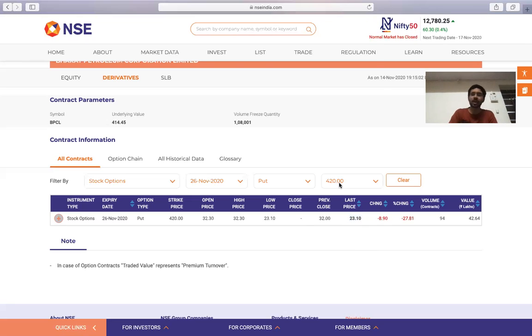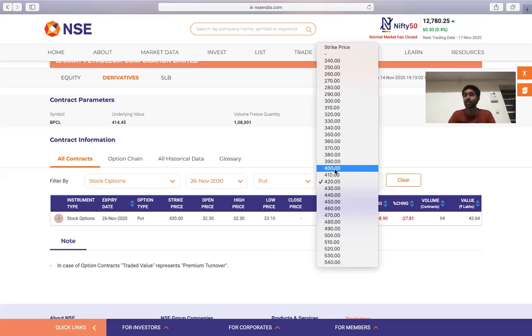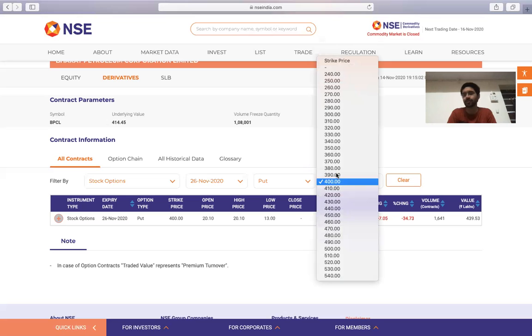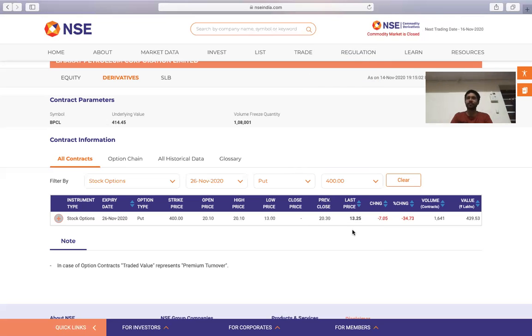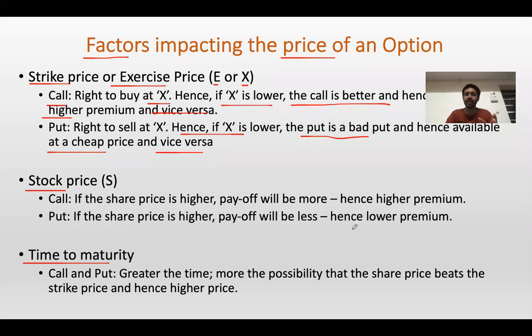Okay, now I'm changing it to 400. The premium on the 400 strike put option for the same maturity should be less than 23.1. Here you go. It is 13.25, right? So what we are actually learning here works in the real world.